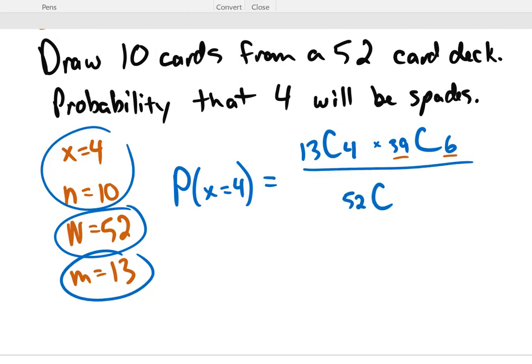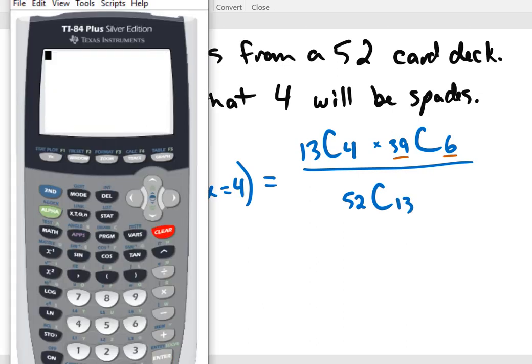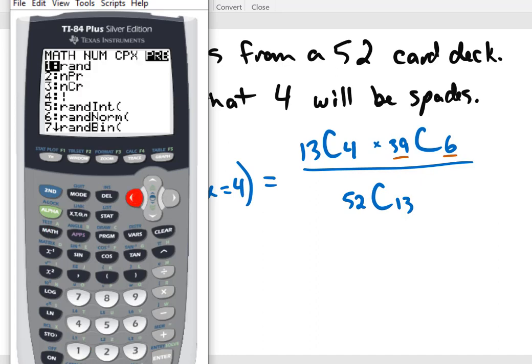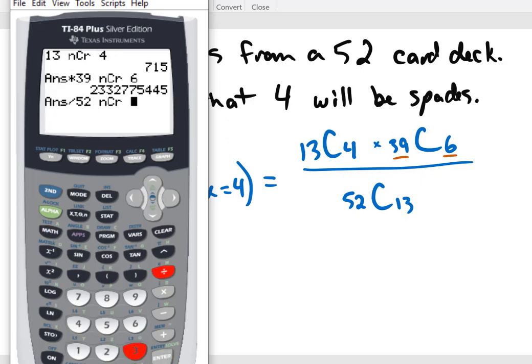52 choose 10. So on the calculator, let's do that. So we've got 13, math, choose 4, times 39, math, choose 6, divided by 52, choose 10. Gives us a 0.0367.